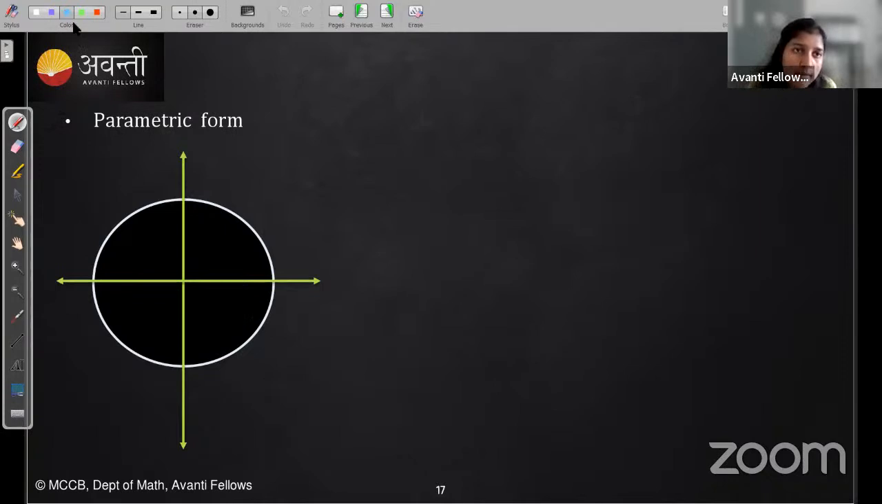For that, we'll consider one arbitrary point on the circle, let's say (x, y). Now we'll join the center and the point P. Now draw a perpendicular line from this point P to the x-axis, and mark the foot as M. This is O. You will get a triangle OPM, a right angle triangle OPM.